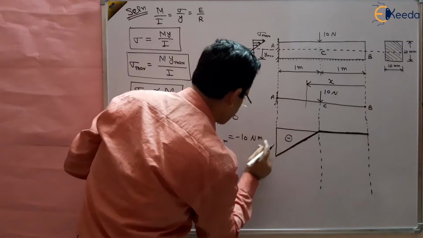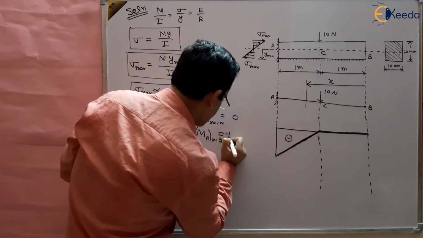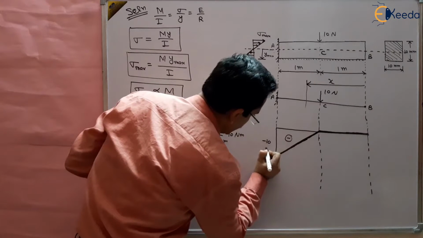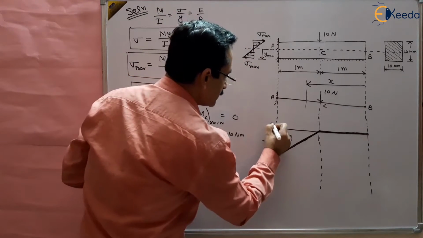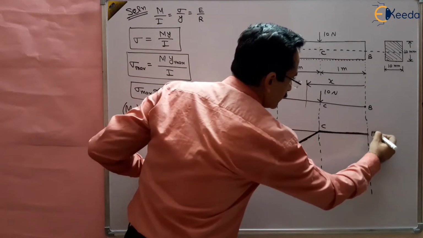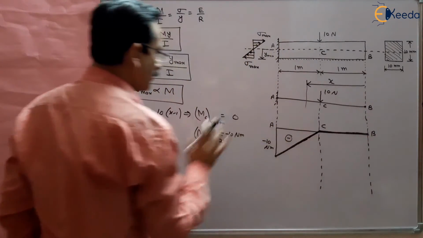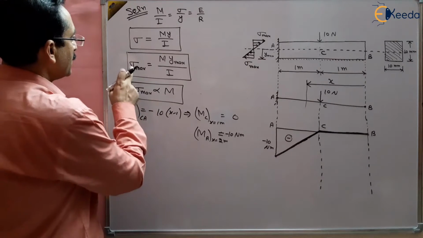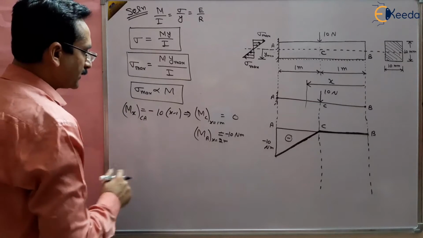So here it is minus 10, so this is minus 10 Newton meter, right? Basically minus 10 Newton meter up to this point, right? And this is A, C, B, and from C to B it is 0. So this is the bending moment diagram, right? And we have to draw the bending stress diagram, how to draw the bending stress.